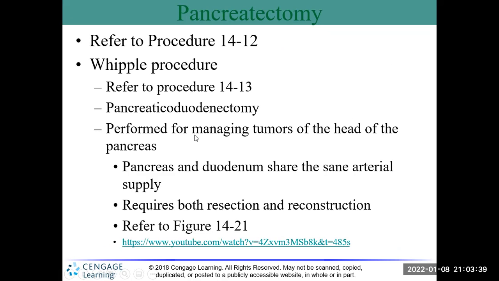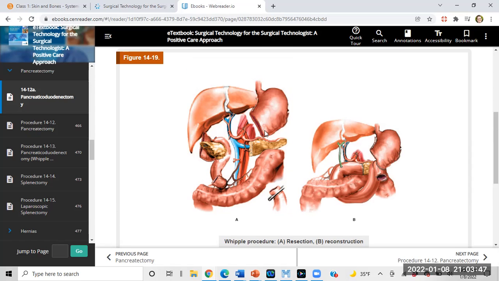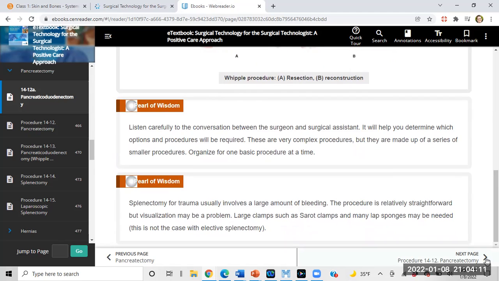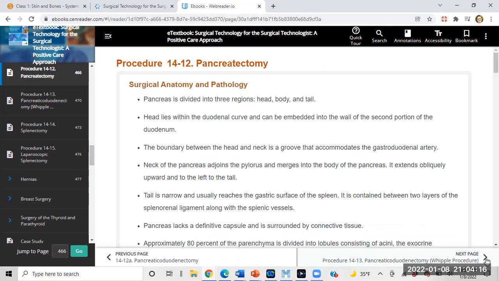So this is a video of this Whipple procedure, where they're removing the distal third of the stomach, all of the duodenum, 10 centimeters or more of the jejunum, and the gallbladder. You can see the gallbladder's gone as well. This is where they're removing it, and then this is reconstruction. And here's the procedure. I'm not going to go through that.